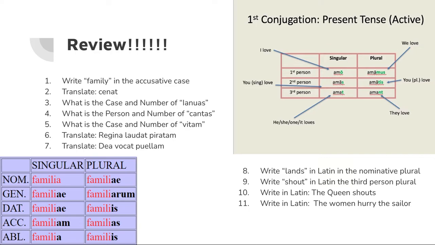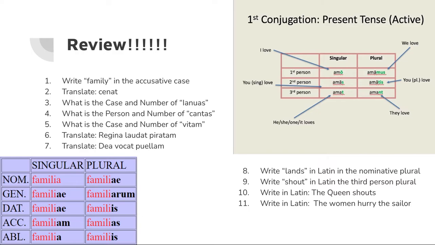My bad. So number 5, what is the case and number of vitam? Vita, as you can see in your vocab, means life. So vitam ends with am. If we go on the chart and look at something that ends with am, you can see it would be accusative singular. And that's the case and number of vitam. Accusative singular.